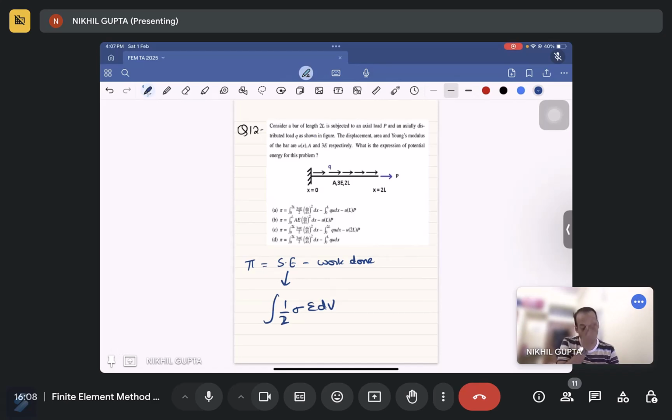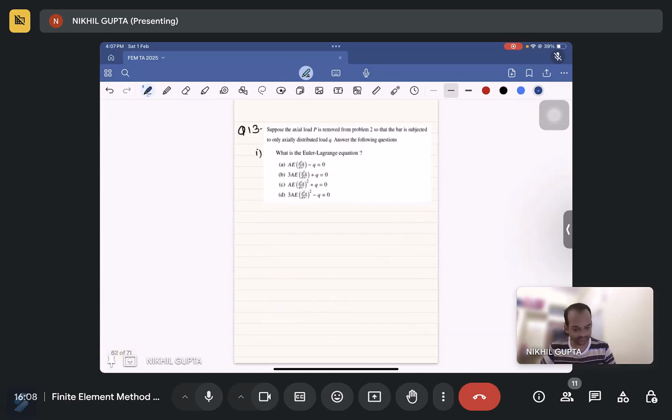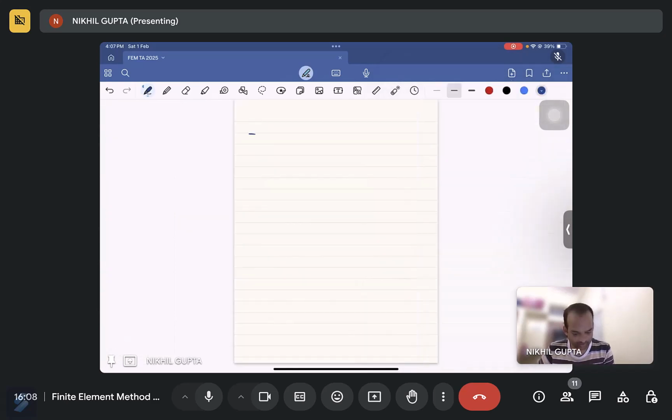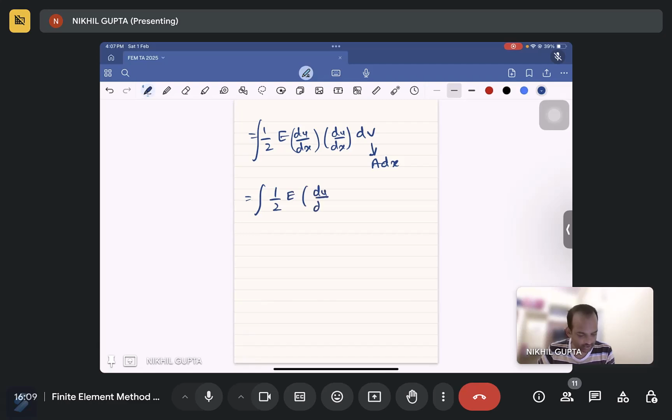Is it fine? Yes, sir. Now sigma is E into epsilon, epsilon will be du by dx. So when you put this in, you will get half E du by dx, and one more epsilon is there, so du by dx dV. Now this dV you can write as A dx, so it will be half E A du by dx whole square dx. Okay, so this is your strain energy for the bar.